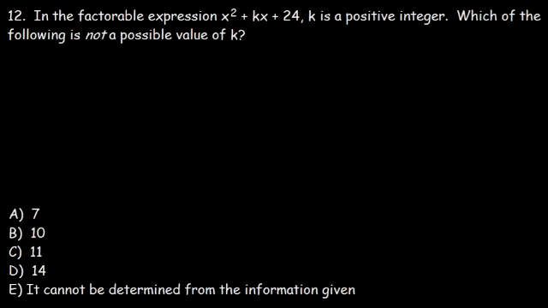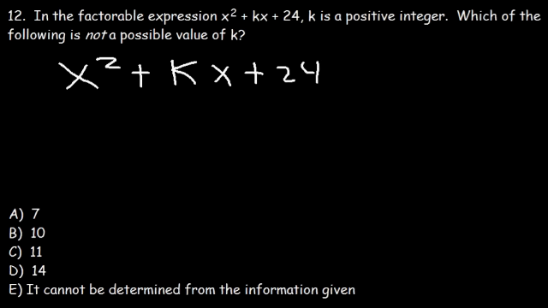In the factorable expression x squared plus kx plus 24, k is a positive integer. Which of the following is not a possible value of k? So, we need to find what value of k will not allow this expression to be factorable.